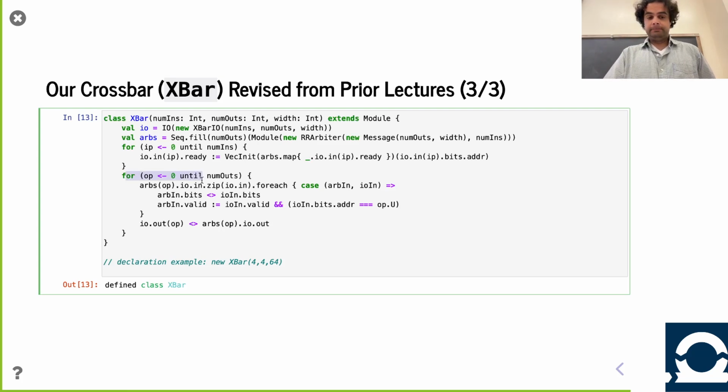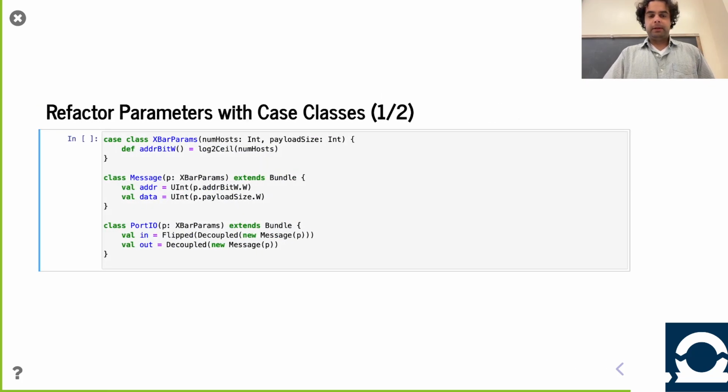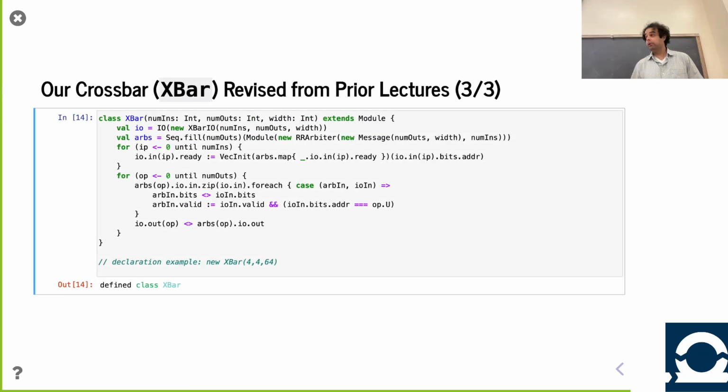Then for each of the output ports, for each arbiter, I'm zipping up the arbiter with the input ports. So we have the arbiter IO and the input IO, and then I use some bulk connects. Another connection here. Here's that check to make sure, oh, this is actually for me, etc. So we've seen this before. And if you want to declare this, you can say, I want a new crossbar, 4 ins, 4 outs, 64-bit payload, no problem. Cool. So that works.